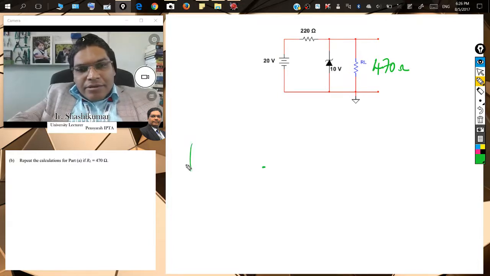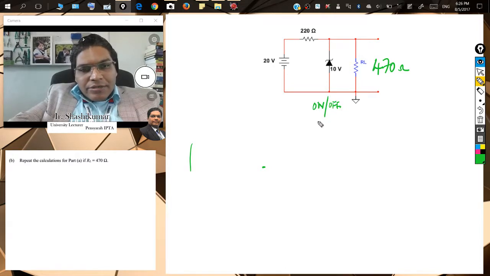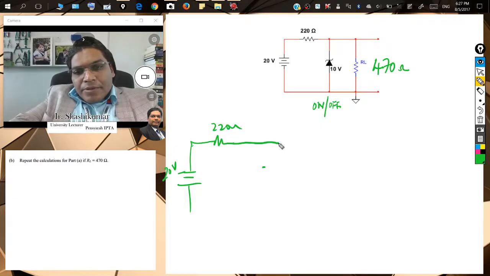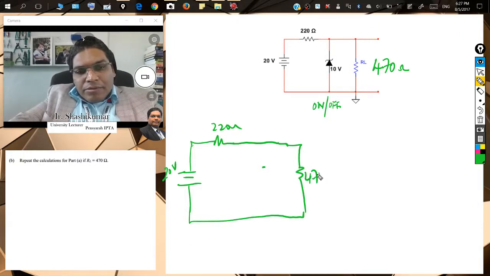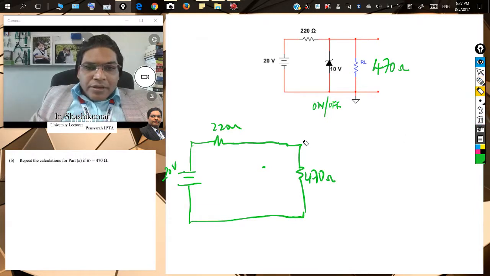So again, the same thing. We need to know whether the Zener diode is on or off for this condition, 10 volt Zener diode. So let's say 20 volts here, 220 ohms, and without the Zener diode connected, we would like to know the values of voltages and current across the resistor.